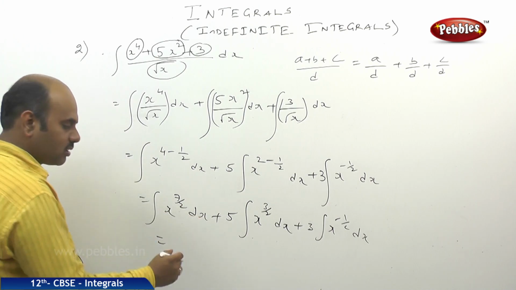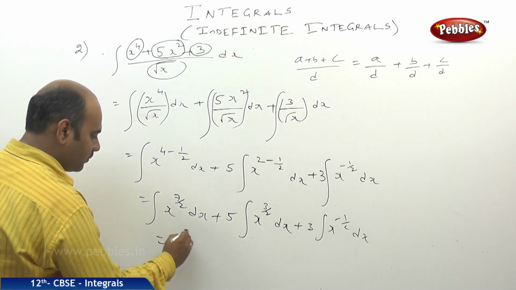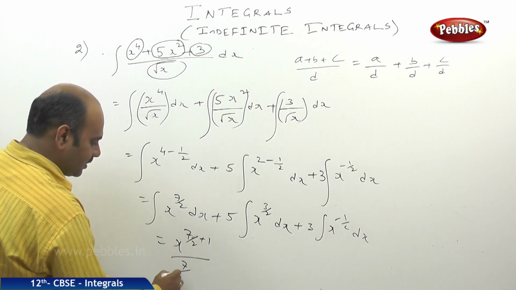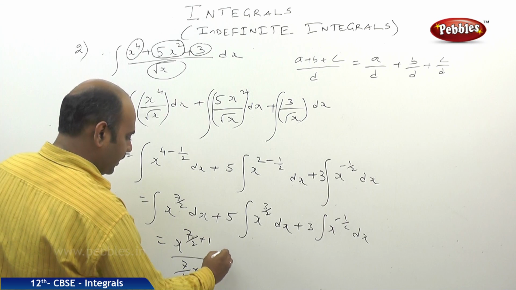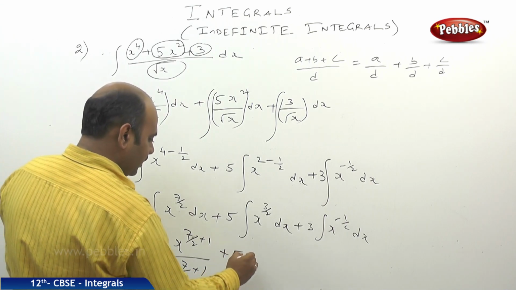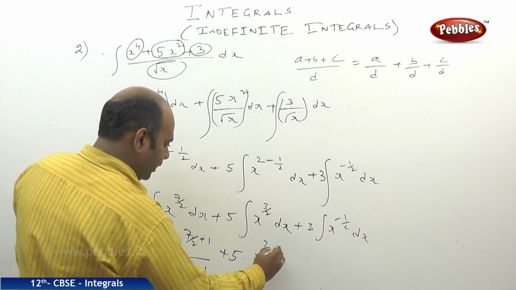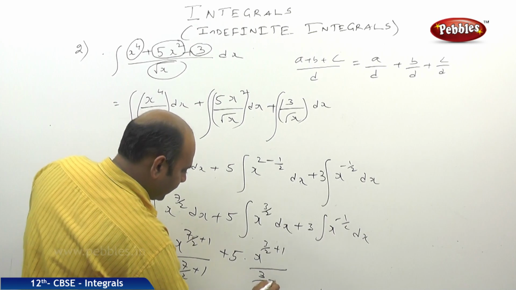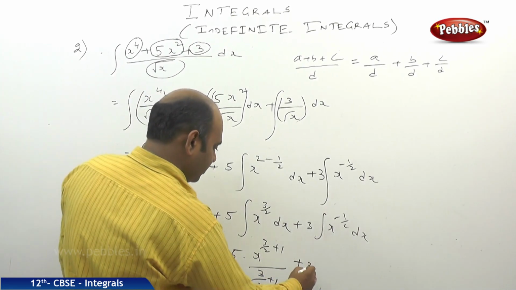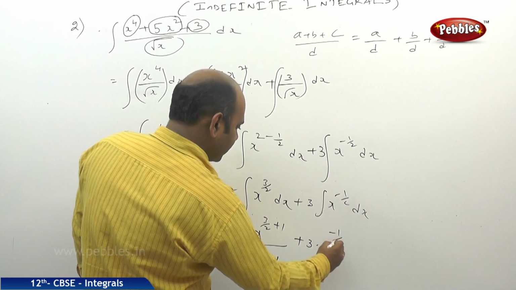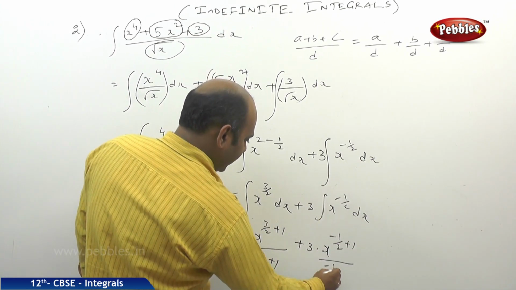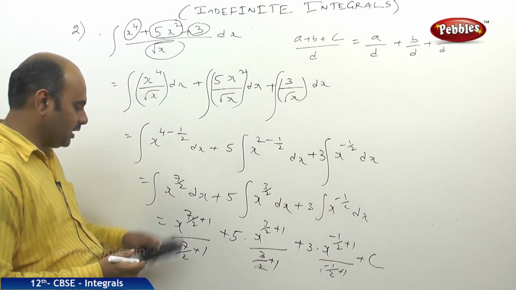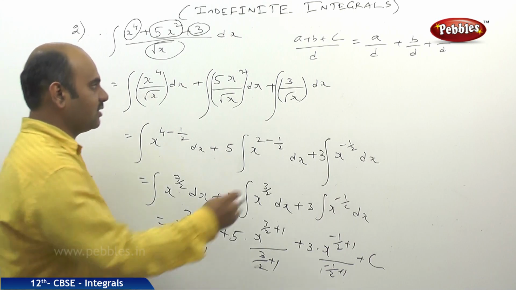The integral of x^n dx is x^(n+1) by n+1. So x^(7/2 + 1) by (7/2 + 1), plus 5 into x^(3/2 + 1) by (3/2 + 1), plus 3 into x^(-1/2 + 1) by (-1/2 + 1), plus c. I think now you can do this particular calculation, and I'll be writing the answer finally.